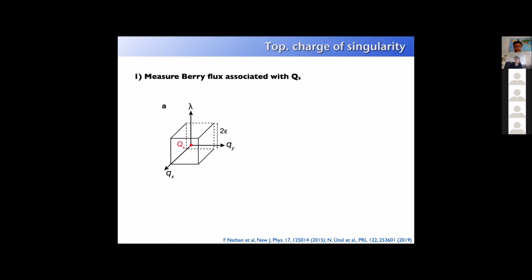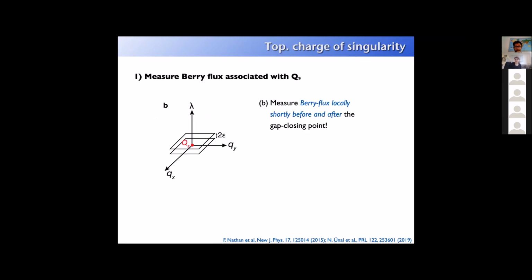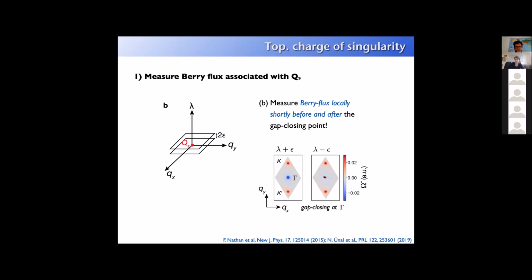And it turns out, so I will skip that, we can characterize the topological charge by measuring the Berry flux in a local regime in the dispersion relation just above and below the phase transition point as a function of this parameter lambda. And you can show mathematically that the Berry flux actually changes sign. It flips from plus pi to minus pi across the phase transition point. So here the phase transition occurs at the gap closing point at gamma in the center of the Brillouin zone, and the Berry flux changes from plus pi to minus pi.